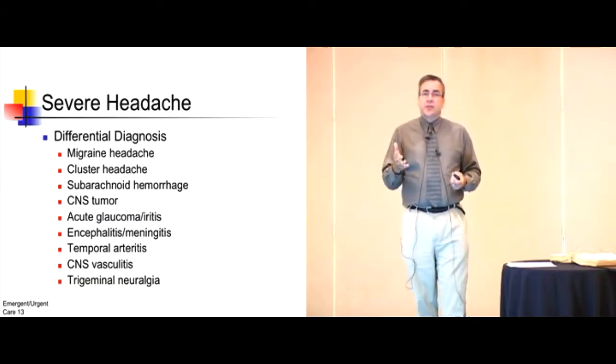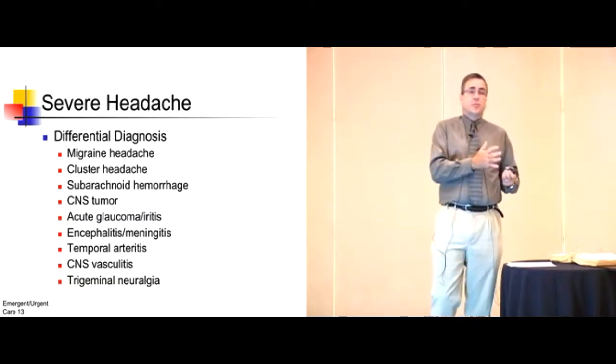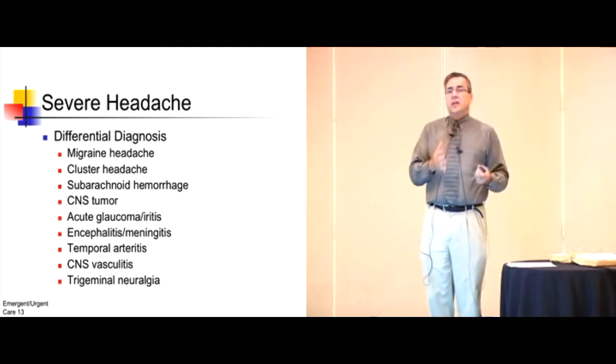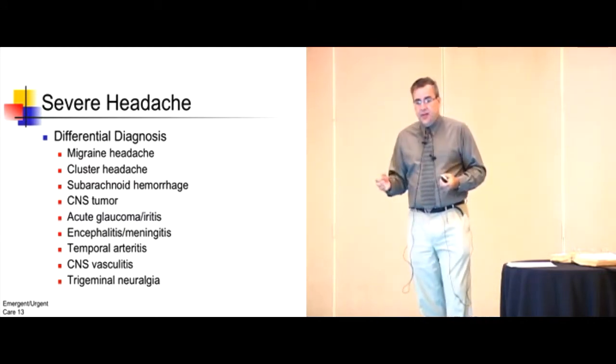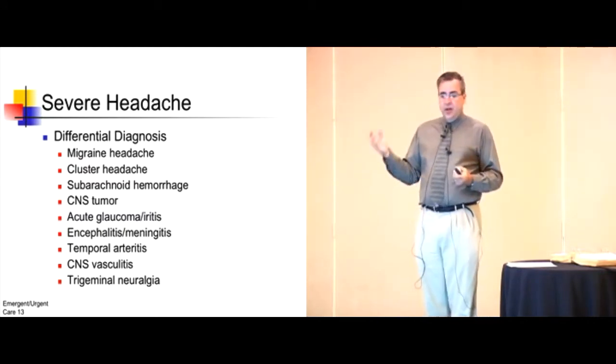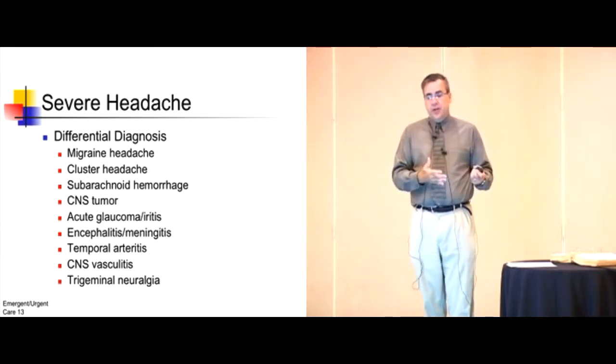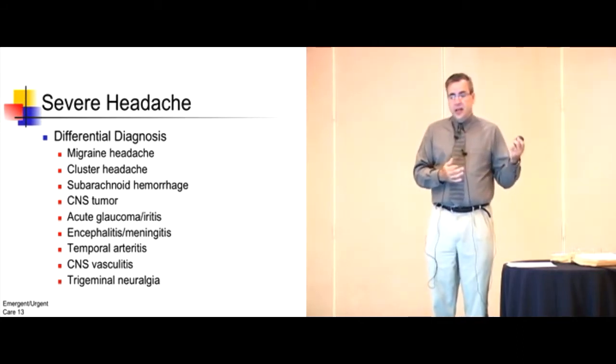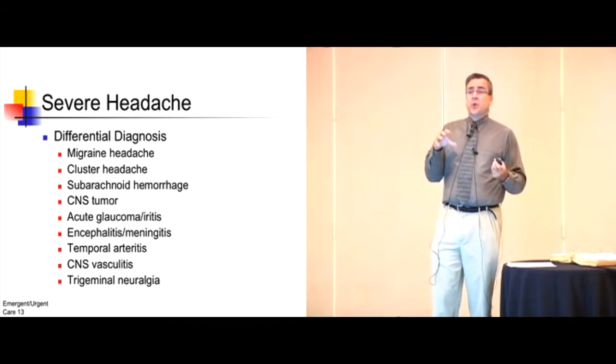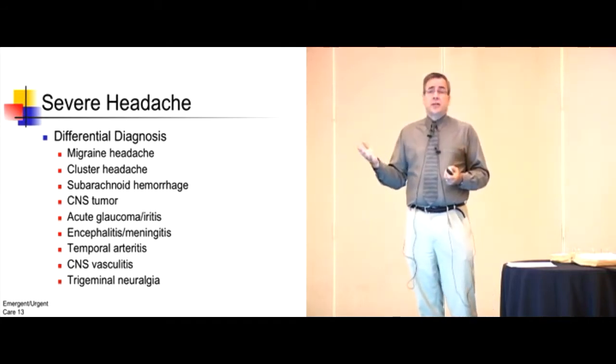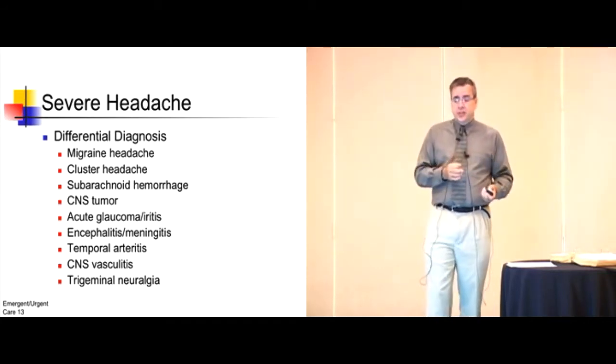But if you look at the list further on down, you can see that there are some pretty serious things on that list that we need to make sure a patient doesn't have. Things like subarachnoid hemorrhage, acute glaucoma, temporal arteritis, and CNS vasculitis. So problems that we really need to manage directly and early on in order to avoid sequelae.